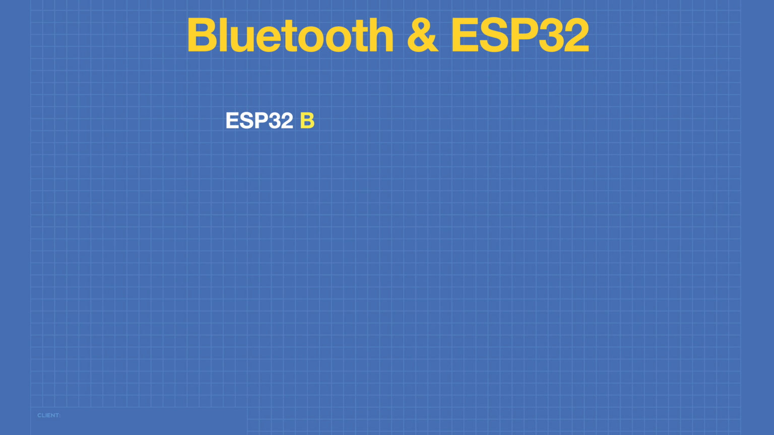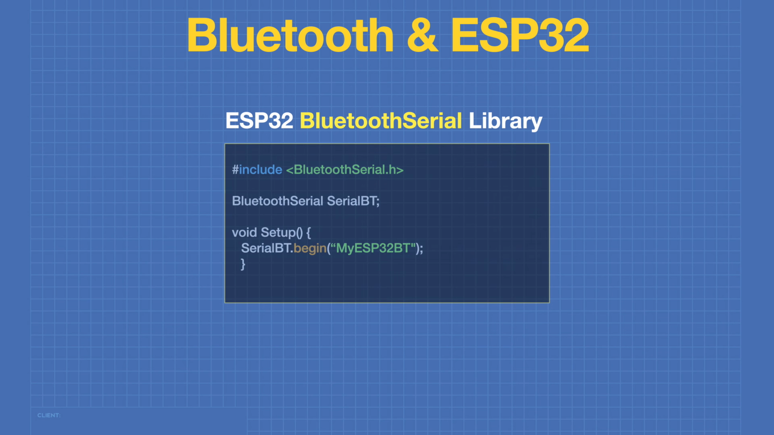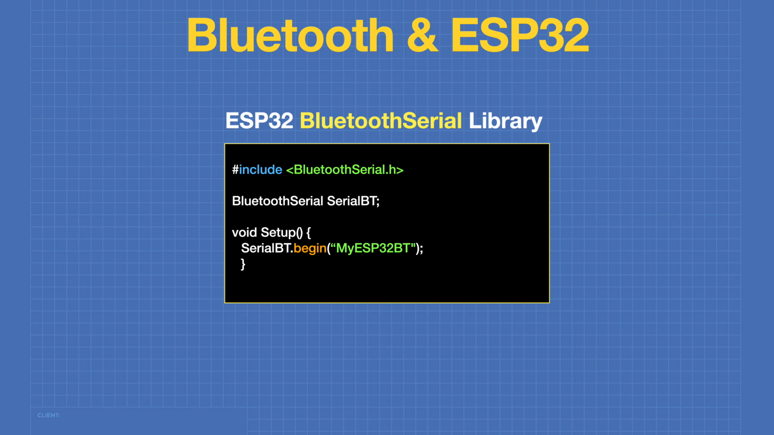Today we'll be making use of the ESP32 Bluetooth serial library. This was installed in your Arduino IDE along with the ESP32 Boards Manager, and it's very easy to use. We'll start by including the library, of course, and then we'll define an object to represent the Bluetooth device. In this case, we call it SerialBT. In setup, we'll start the ESP32 Bluetooth serial device with a begin command, and we'll provide a name. In this case, I provided my ESP32BT. This will become the name of my Bluetooth device, and of course, you can use any name you wish.